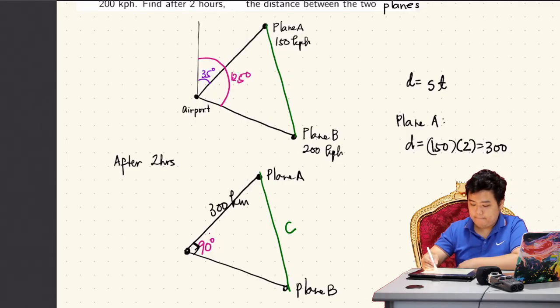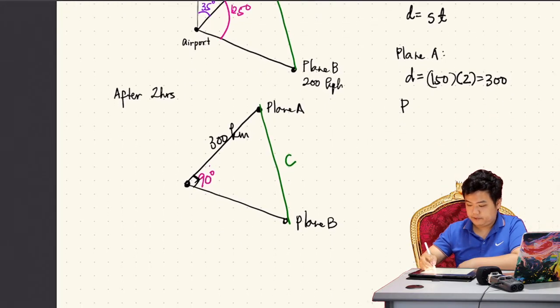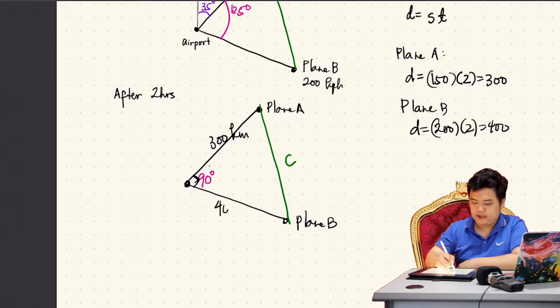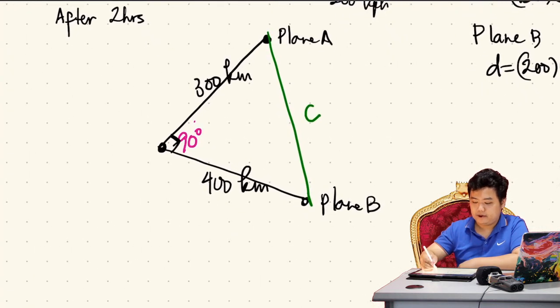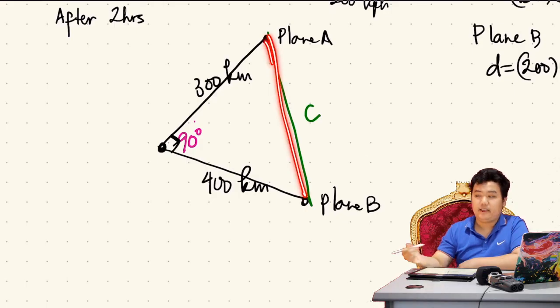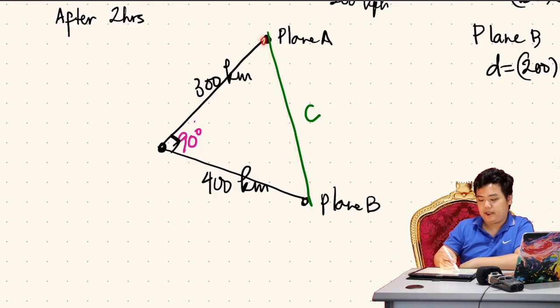While si plane B, 200 kilometers per hour, yun yung speed niya. Ang time, 2 hours din. So, 400. So, this is 400 kilometers. Suspicious to. 90 degrees. Ang hinahanap ay yung katapat ni 90 degrees. So, hypotenuse lang yun. So, we can apply the Pythagorean theorem. The sum of the squares of the legs is equal to the square of the hypotenuse.